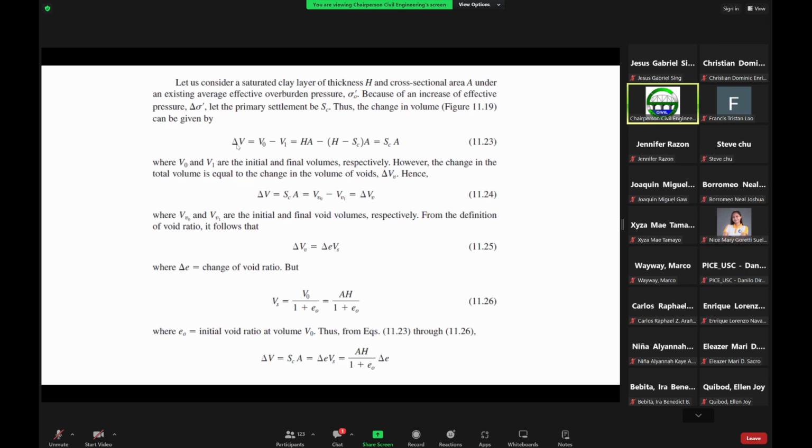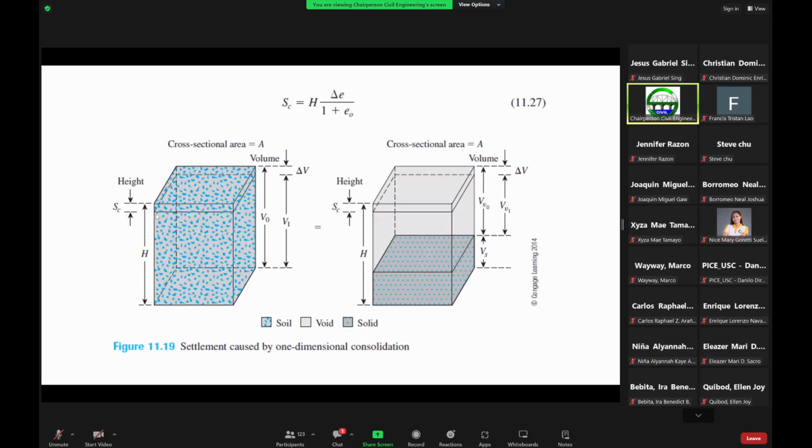So that means the change in the volume is equal to V sub 0, which is the initial volume, minus V sub 1, which is the final volume. The initial volume is equal to the height times the area. Then the final volume is equal to the height minus the primary settlement, which is this one. The height minus the primary settlement will give you this height here multiplied by the cross-sectional area. That's your final volume, your V sub 1.